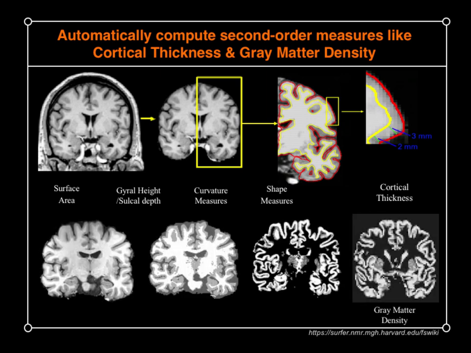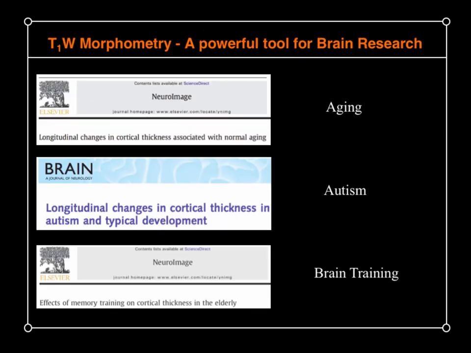That same data can be processed using other packages in a voxel-based morphometry style, and you can compute measures of gray matter density or gray matter volume, and do voxel-based statistics. So at the sequence level and software level, there are so many developments which have made T1 weighted morphometry a very powerful tool for brain research.